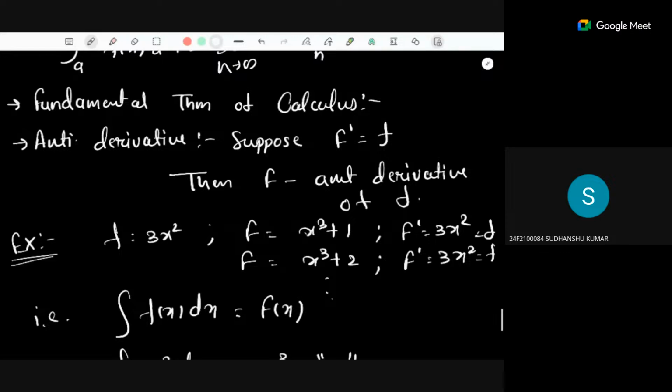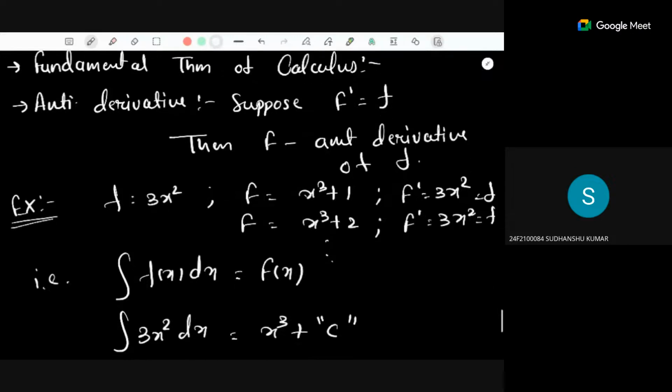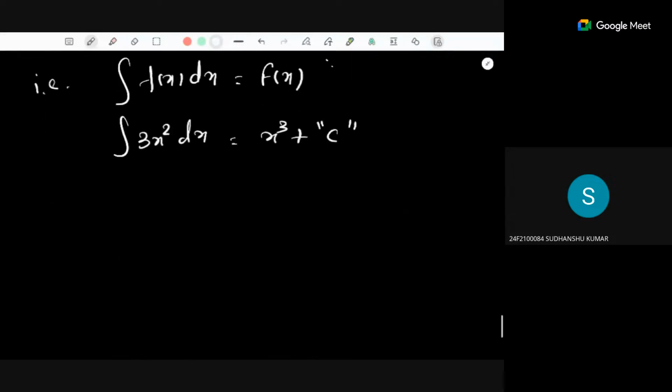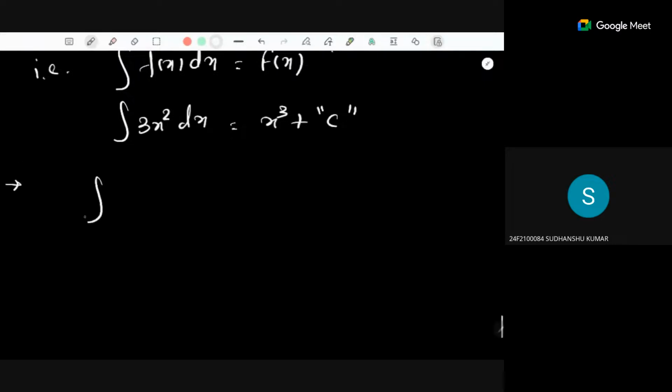Now, the fundamental theorem of calculus actually relates definite integration with indefinite integration. It says that if we have a function, the integration from a to b of f of x dx is nothing but capital F of b minus capital F of a.